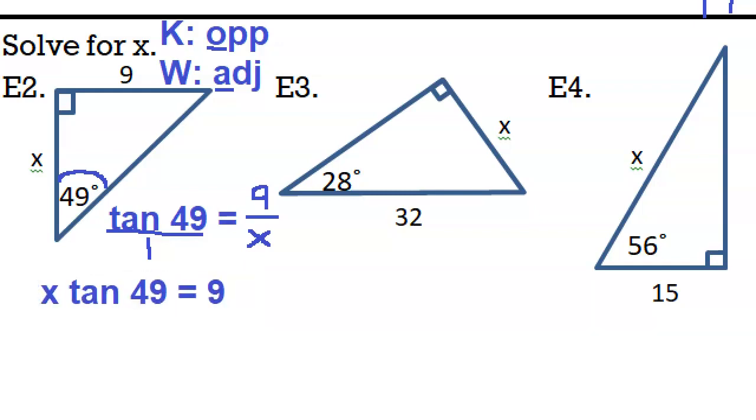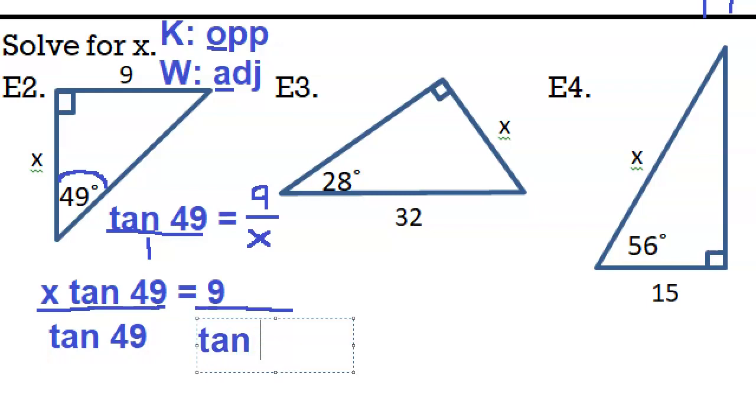Okay. So then you only have one thing that you need to do if you want to get x by itself, and that would be divide both sides by the tangent of 49. And remember, that's just a number. You know, tangent of 49, if you were to throw it in on your calculator, it's just a number. It's really not a big deal to divide by the tangent of 49 because it really is just a number that you would have on your calculator.